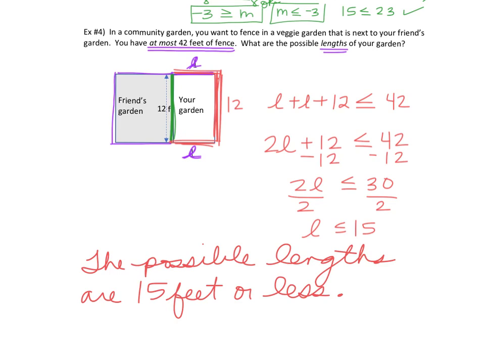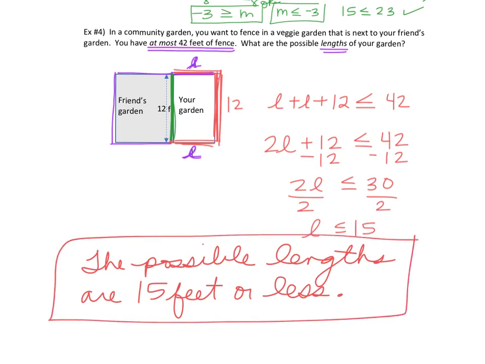They would give you like the fence. The fencing is a max of 42. You can't make it any bigger, or you just won't have fencing around it. And you want fencing all the way around. Okay? So this would be your answer. Any questions on that? Nope.